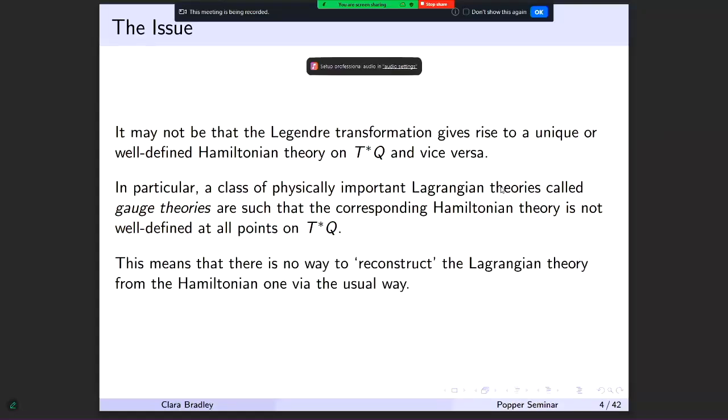And what this means is that there's essentially no way to reconstruct the Lagrangian theory from the Hamiltonian one via this way of taking the fiber derivative of the Hamiltonian. And so this kind of picture where there's nothing at stake because we can always move back and forth doesn't seem to hold for this class of theories.